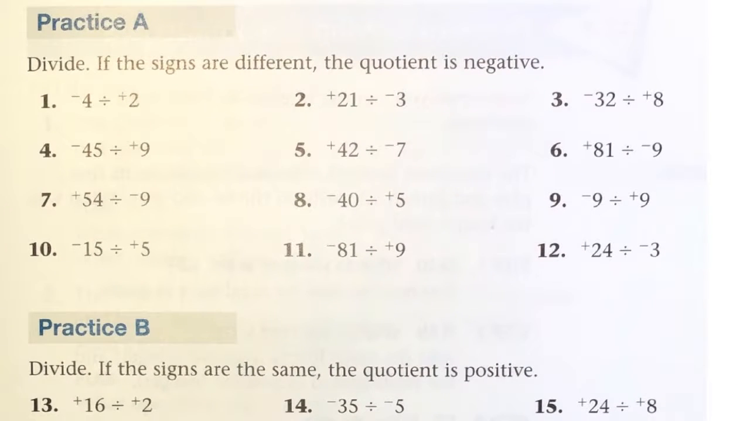So there's a couple of practice sections here. Practice A, divide. If the signs are different, the quotient is negative. So we take a look and we see negative 4 divided by negative 2.